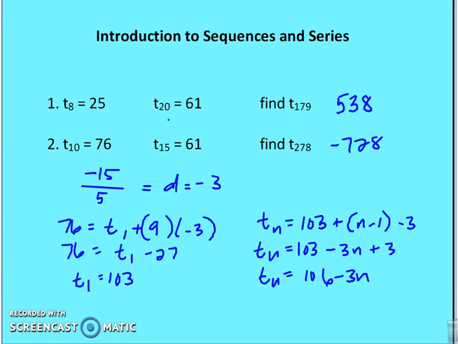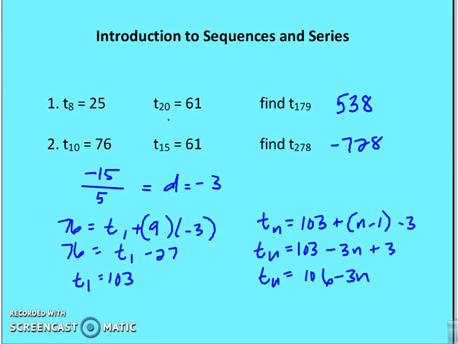All right, so for the first one, I don't provide the solution, but I do go through some of the math in the second one briefly, which I will not do for you right now. But you can get that on your own, or come consult with me independently. The answer to t sub 179 is 538, and the answer to t sub 278 is negative 728.